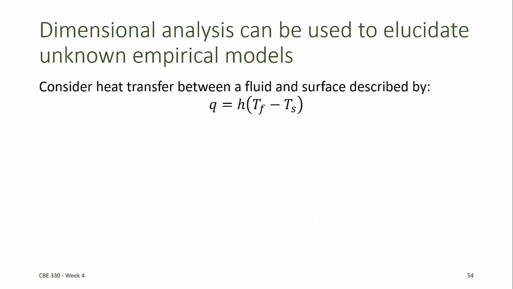As an example, let's consider the heat transfer between a fluid and a surface. We think that this heat transfer should be described by an equation. The rate of heat transfer is equal to some heat transfer coefficient times the difference in temperature between the fluid and the surface. The trick here is to model this relationship, instead of using a heat transfer coefficient, using parameters that describe the system, like fluid properties and surface properties.